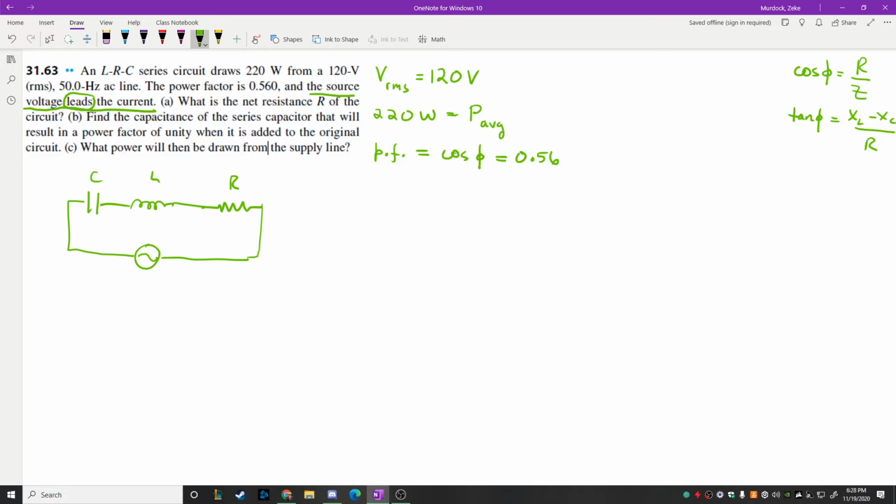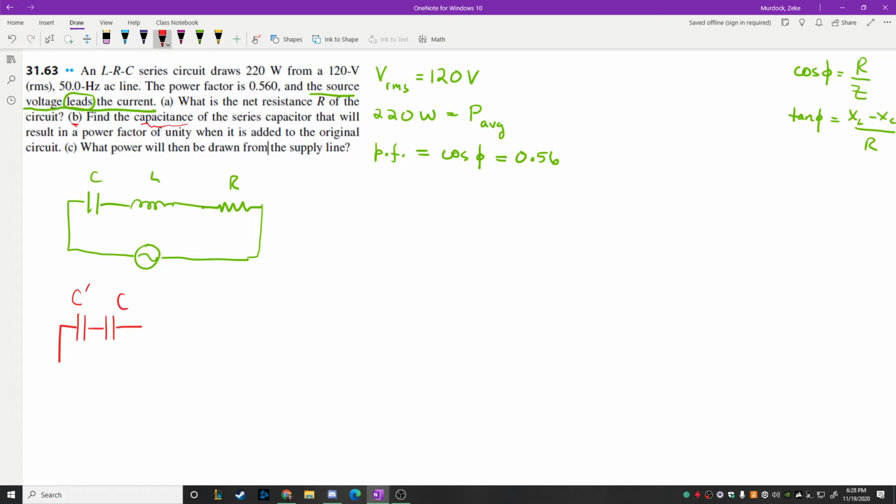So the question is to find the net resistance R of the circuit, and then we want to find the capacitance of the series capacitor that will result in a power factor of unity when added to the original circuit, and what power will then be drawn from the line. This is a little bit confusing. With part B, what they're saying is, what kind of capacitor could we add to the circuit so that the new circuit would look something like this? We'd have a new capacitor, I'm going to call it C prime.